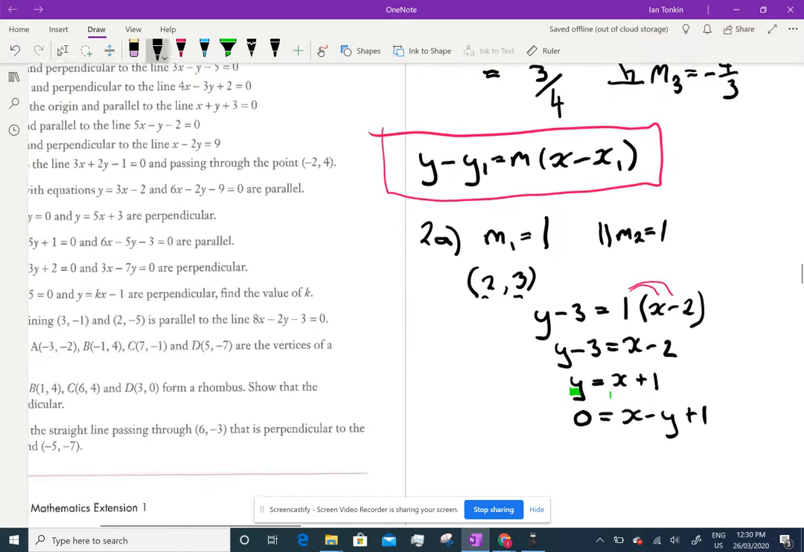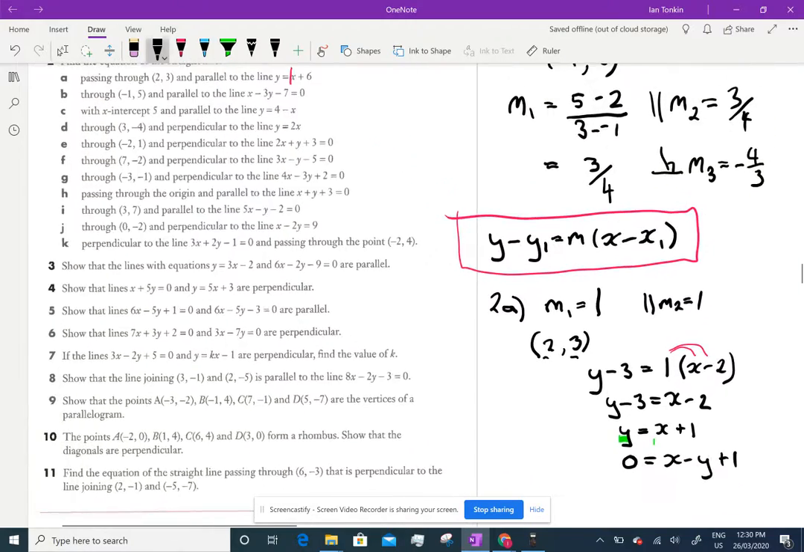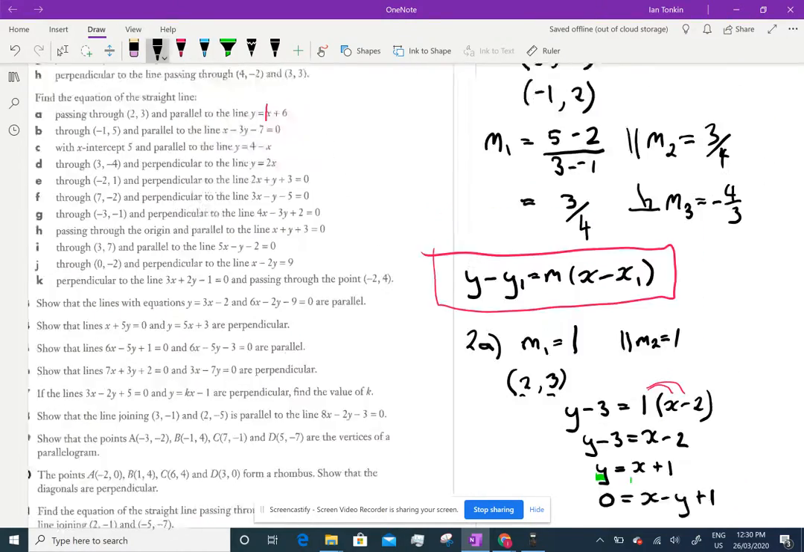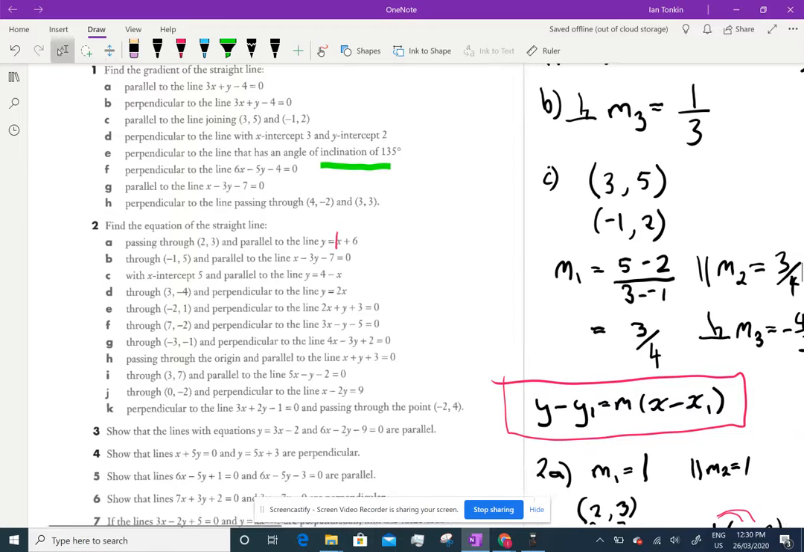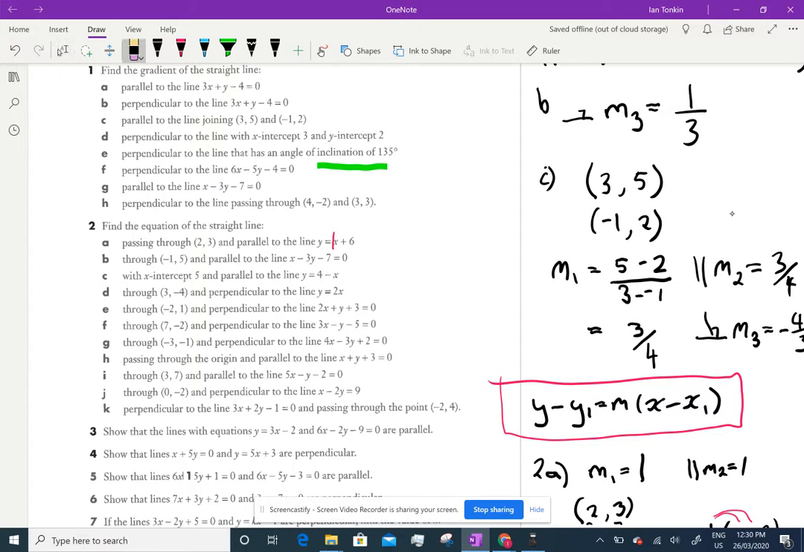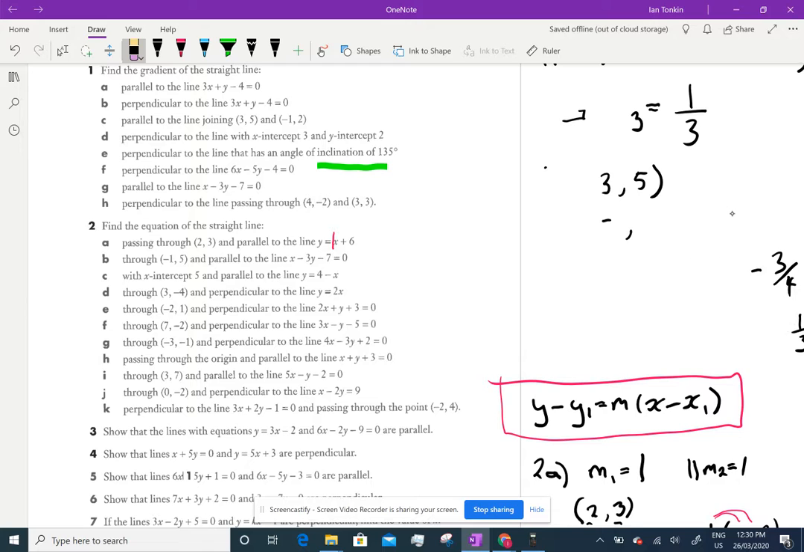Let's have a look at the next one, because it's going to be a perpendicular line. And I'll create a bit of space here. I'm going to leave that formula because you're going to use it so much, so we can see it there. So let's have a look at 2b. Oh no, we'll go to a perpendicular one. So I'm going to go down here to 2d.